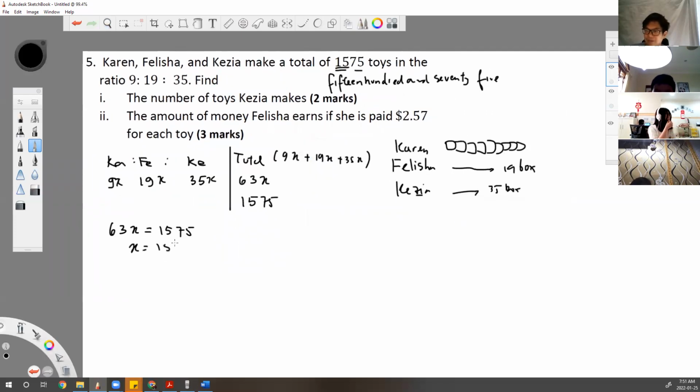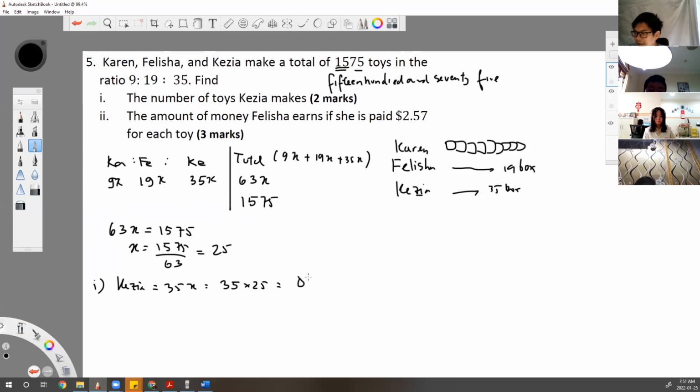Okay, 1,575 over 63. We just find the x. Oh, it's 25. Good number. So what's the question for part 1? The number of toys Kezia makes. Kezia is 35x. So just write 35 times 25. That's all.